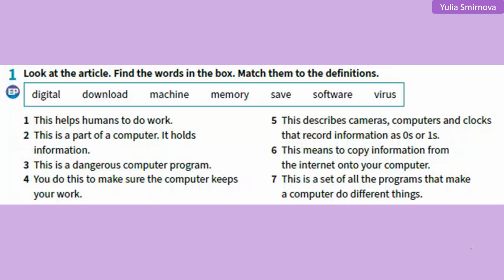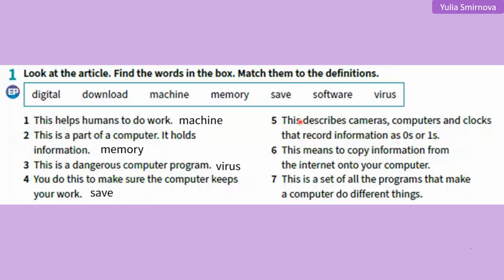Exercise number 1. Look at the article, find the words in the box, match them to the definitions. 1. This helps humans to do work. Machine. 2. This is a part of a computer. It holds information. Memory. 3. This is a dangerous computer program. Virus. 4. You do this to make sure the computer keeps your work.